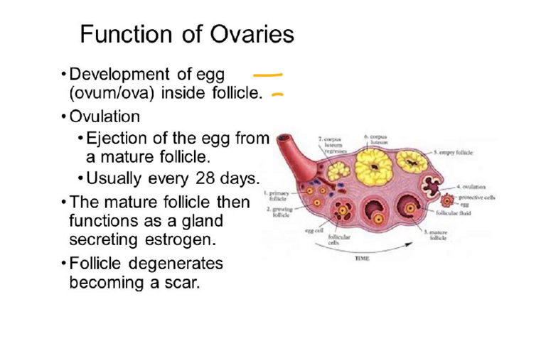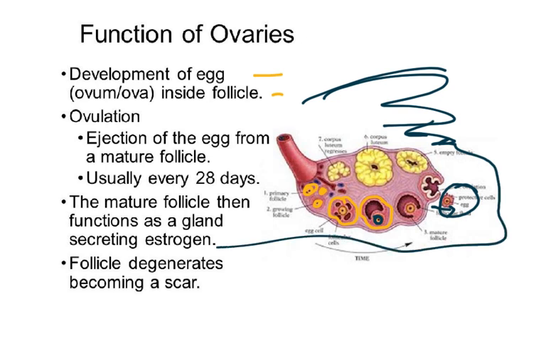So you see here, you can see the primary one. This is the first stage, then the second, then it grows bigger and bigger, then it forms a fluid-filled space. And somewhere here is this ovum with a lot of cells around it, which are called the follicle cells. As it gets bigger and bigger, it forms a blister on the surface of the ovary. And then this blister bursts, and this egg is released. Where? Into the oviduct. So there would be the oviduct here, and this would be released into the oviduct.